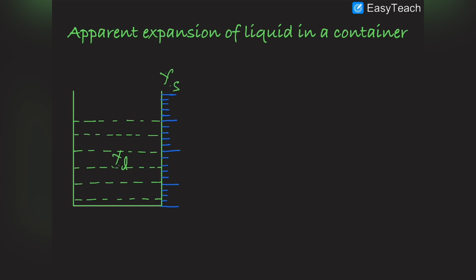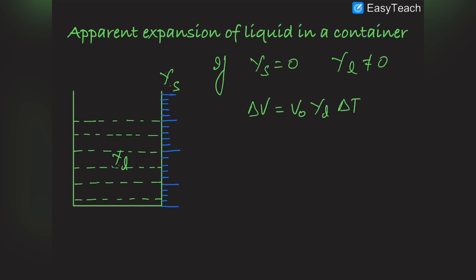Now we know that, let's suppose, gamma S is 0 and gamma L is non-zero, which means that the liquid can expand but the solid, the container, cannot expand. Then on increasing the temperature, the change in volume will be original volume into gamma of liquid delta T.